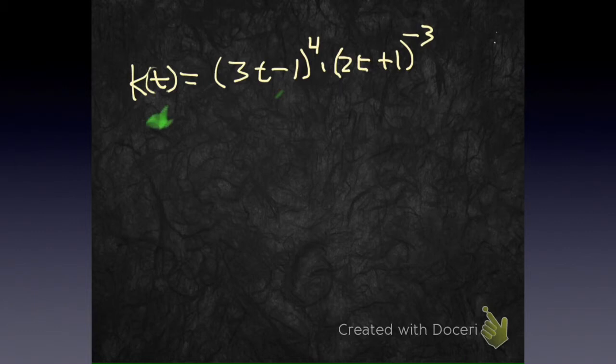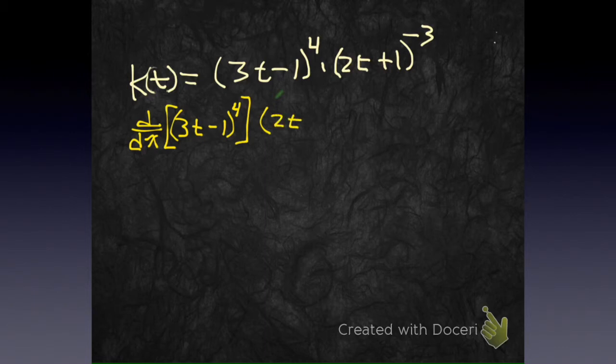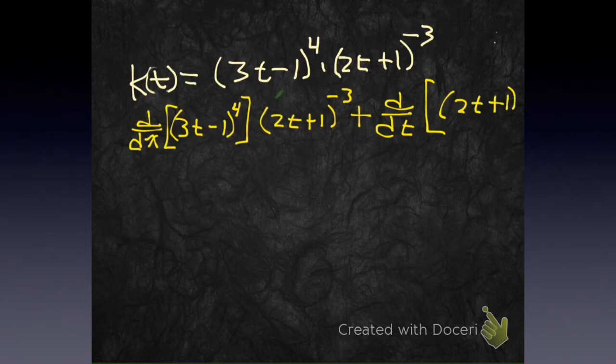It's the derivative, whoops, that's the wrong pen. It's the derivative of the first times the second, 2t plus 1 to the minus 3, plus the derivative of the second times the first. Oh man, I just ran out of room. It's the derivative of the second times the first, 3t minus 1 to the fourth.